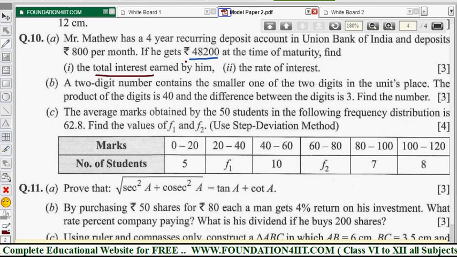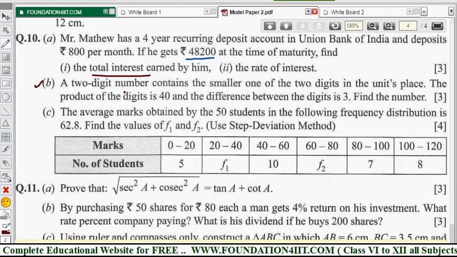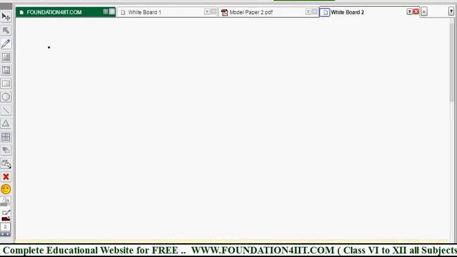Now, let us see the next question. A two-digit number contains the smaller one of the two digits in the units place, and the product of the digits is 40 and the difference between the digits is 3. The smaller digit is only in the units place, and the conditions are that the product of the digits is 40 and the difference between the digits is 3.